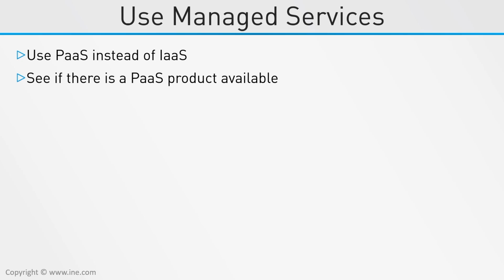The list of PaaS products is quite large and growing every day. Some examples of PaaS products that can replace an instance of software running on IaaS include using Azure Web Apps instead of IIS, using Azure SQL instead of SQL Server, and using Azure Redis Cache instead of Redis. And there are many, many more.